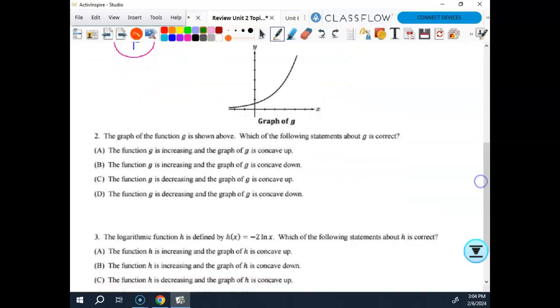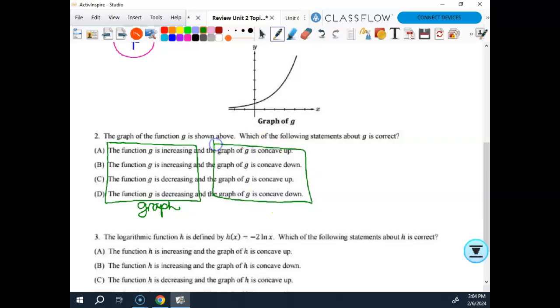All right, so let's look at G. So it says the function G is increasing. So again, this is talking about the graph itself, and this is also talking about the graph. So they're both talking about the graph. I don't even need my fun chart, okay? The function G is increasing. I can see that, so I can eliminate C and D, and it is concave up. That's A.